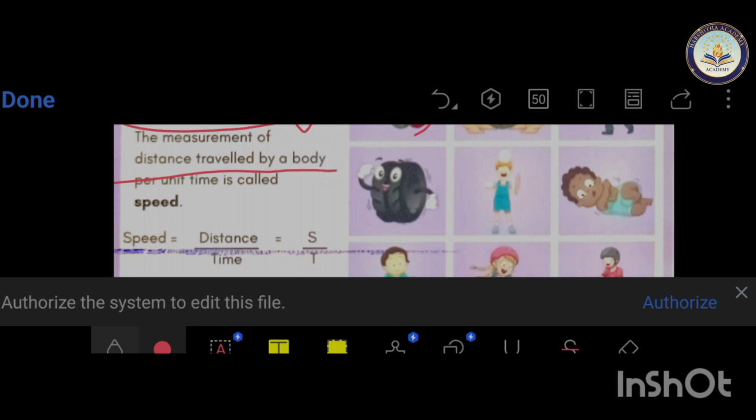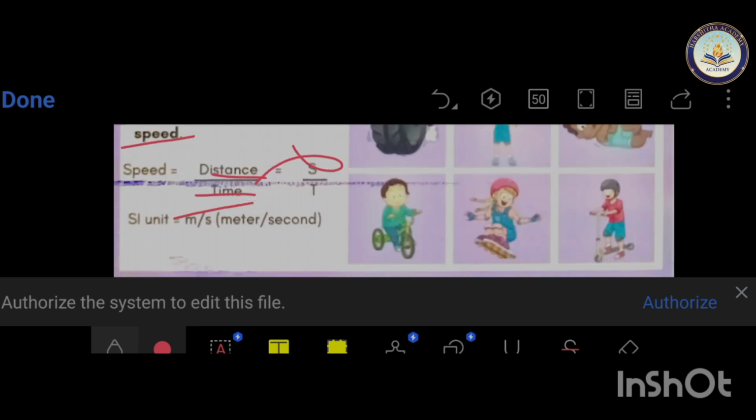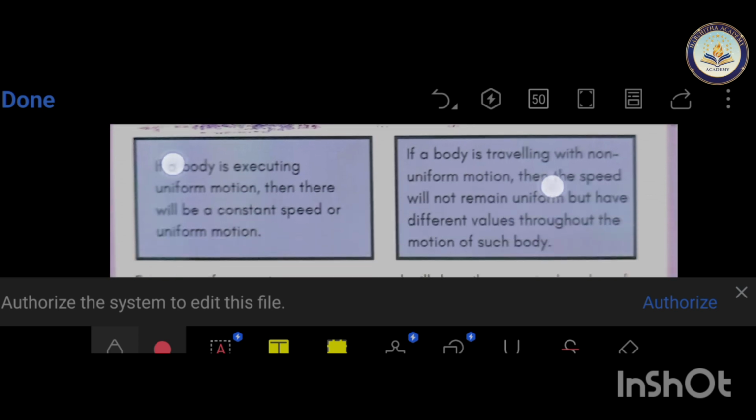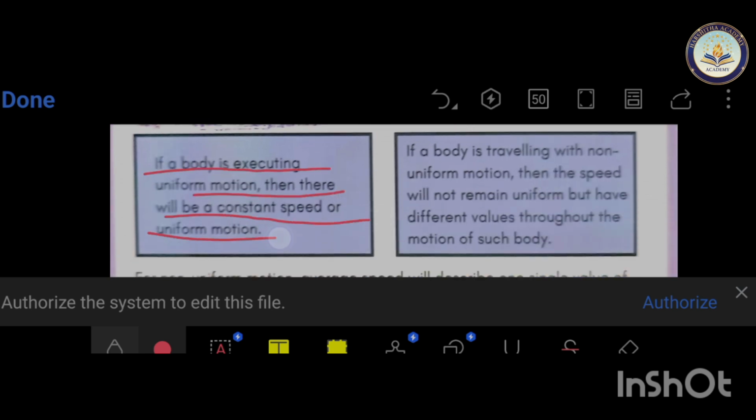The measurement of a distance traveled by an object per unit time is called speed. Distance by time, where S is distance and T is time, in meter per second. If our body is executing uniform motion, there will be a constant speed. For non-uniform motion, the speed will have different values throughout.